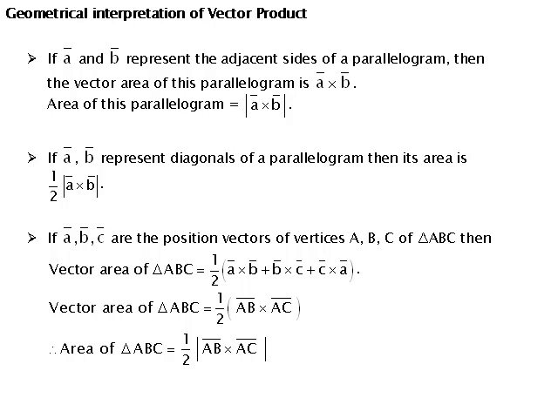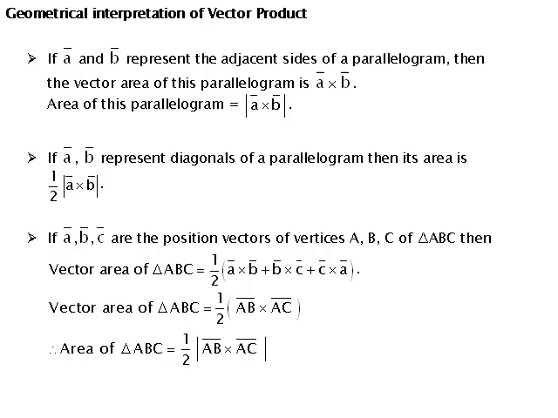If A bar, B bar, C bar are the position vectors of the vertices A, B, C respectively of triangle ABC, then the vector area of triangle ABC equal to half in bracket A bar cross B bar plus B bar cross C bar plus C bar cross A bar.